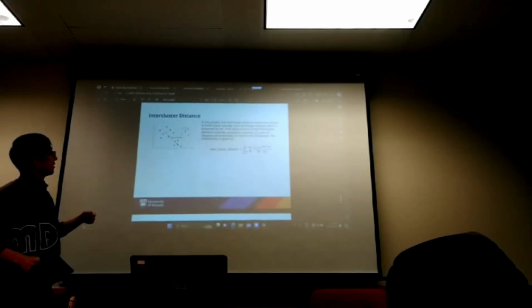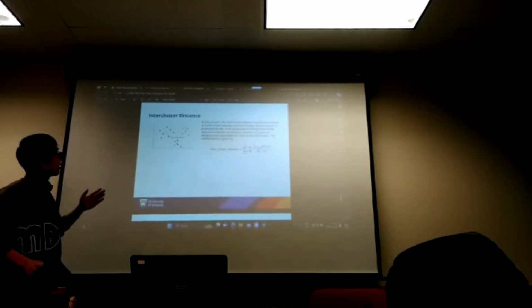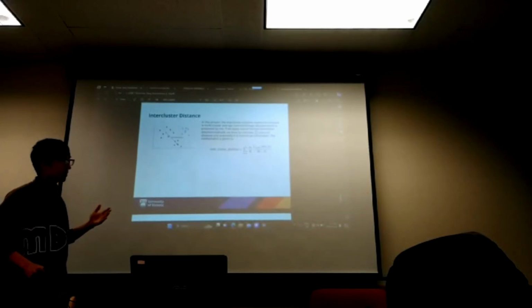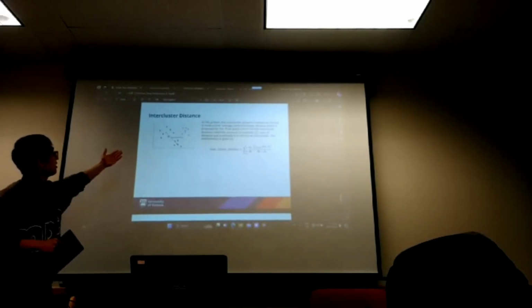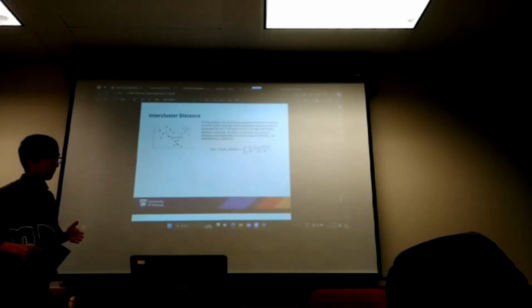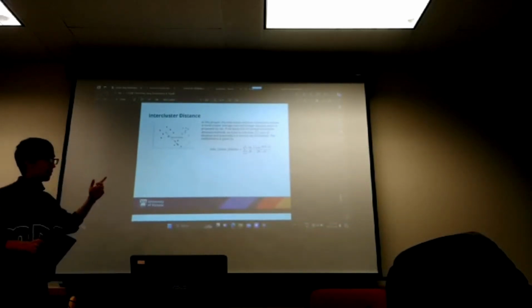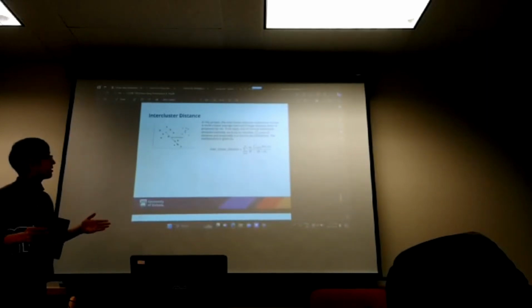This is my third evaluation metric. It's called inter-cluster distance. Inter-cluster distance represents the separation between my clusters. So we want the inter-cluster distance as large as possible. If the inter-cluster distance is large, that means the separation between our clusters is good.